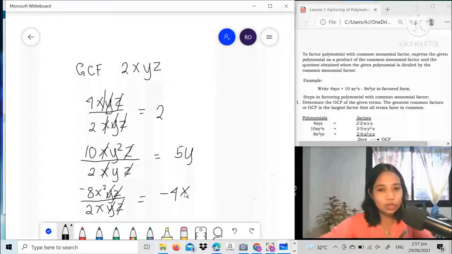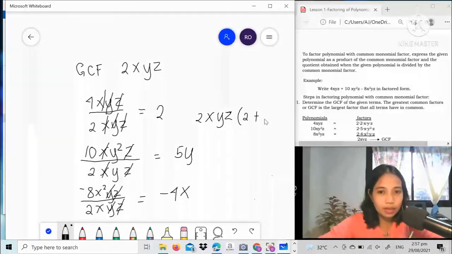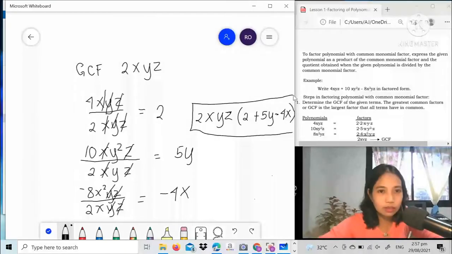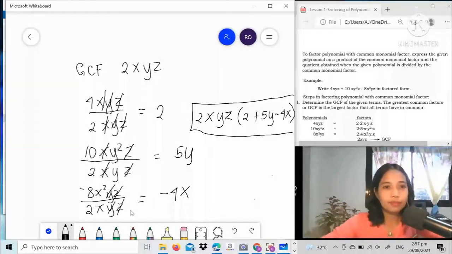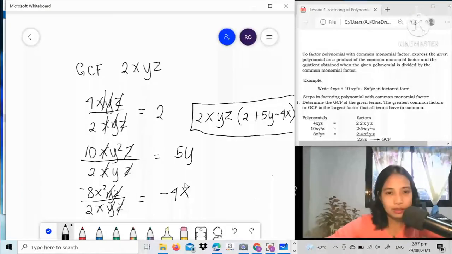Okay? So to write the final answer, isusulat muna natin ang GCF 2xyz. And then, open parenthesis, 2 plus 5y minus 4x, close parenthesis. So this is now, or these are now the factors of the given expression. Okay?